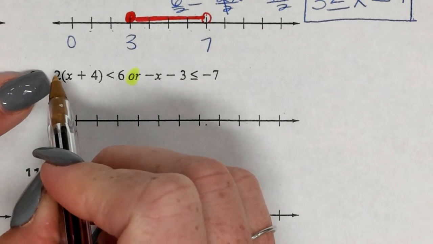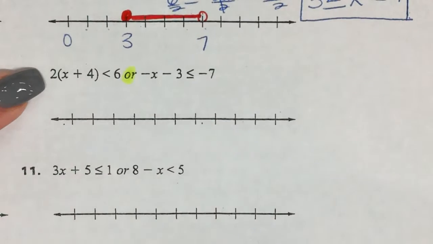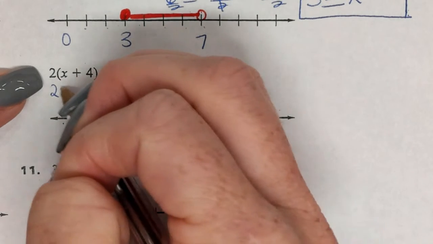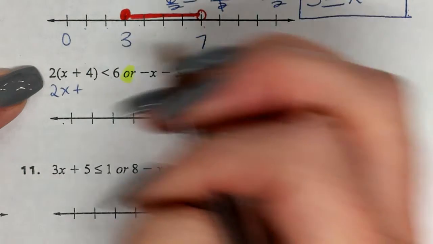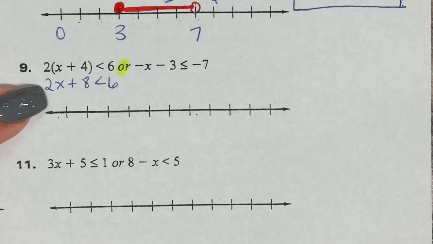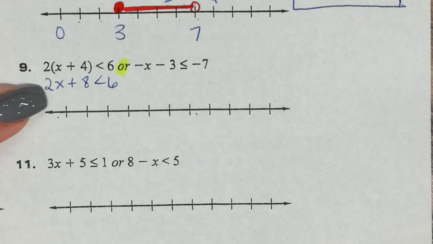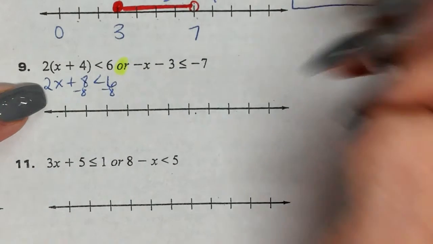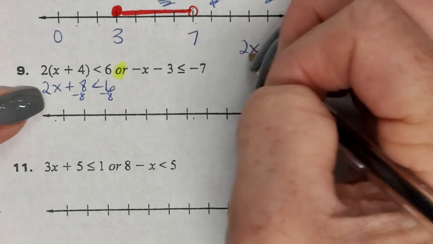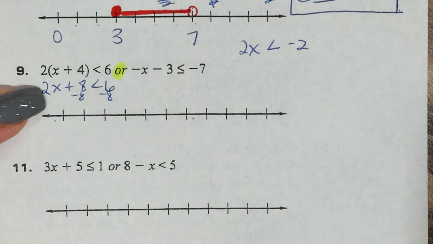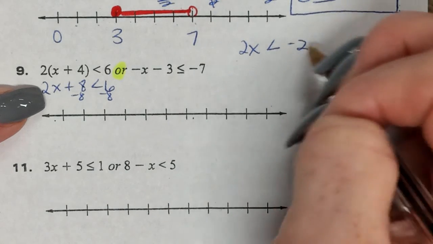Are y'all ready? Distributive property. If y'all need a separate sheet of paper to show your work, you can get one. This is 2x plus, what's 2 times 4, is less than 6. How do I get rid of the 8? All right, so I have -8, -8. I need to move this over somewhere. So I have 2x is less than, what's 6 minus 8? -2. That's what I wrote right here.